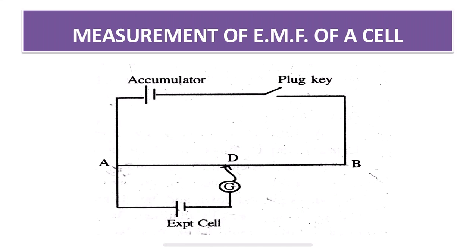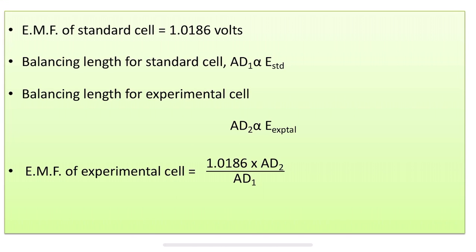At the balance point, the deflection in the galvanometer is 0. The length AD1, that is the distance between A and D1, is noted. The standard cell is disconnected and the experimental cell is introduced, and the balance point D2, that is AD2, is obtained. The length AD2 is noted and the E.M.F of the experimental cell is then calculated. So this is the calculation part.